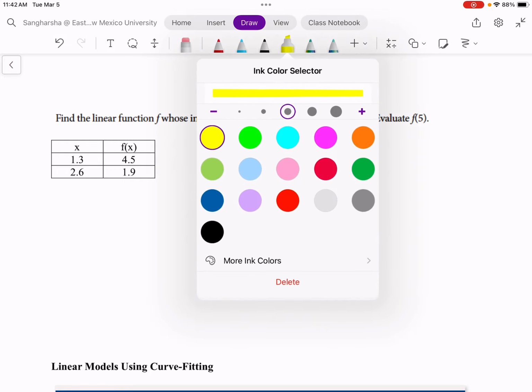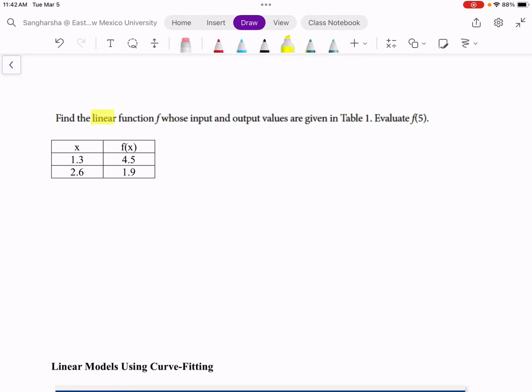So here we need to find the linear function, whose input and output are given in this table. So when your input is 1.3, your output is 4.5. When your input is 2.6, your output is 1.9. We need to find the linear function, okay? Now how do we find the linear function? In order to find the linear function, we need to know the slope.